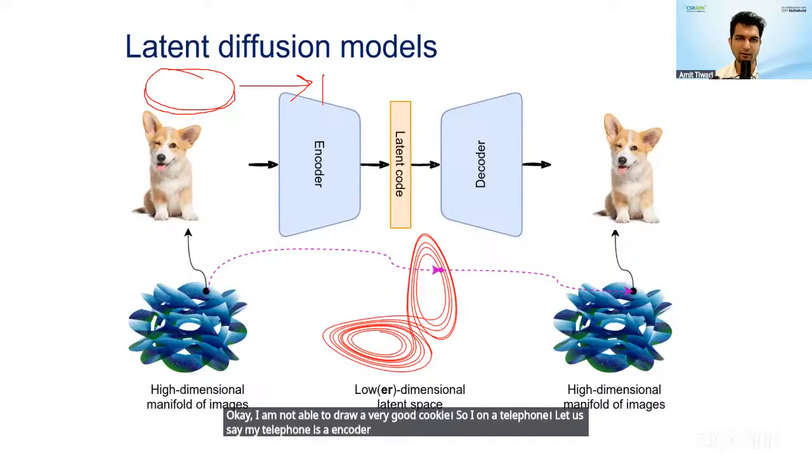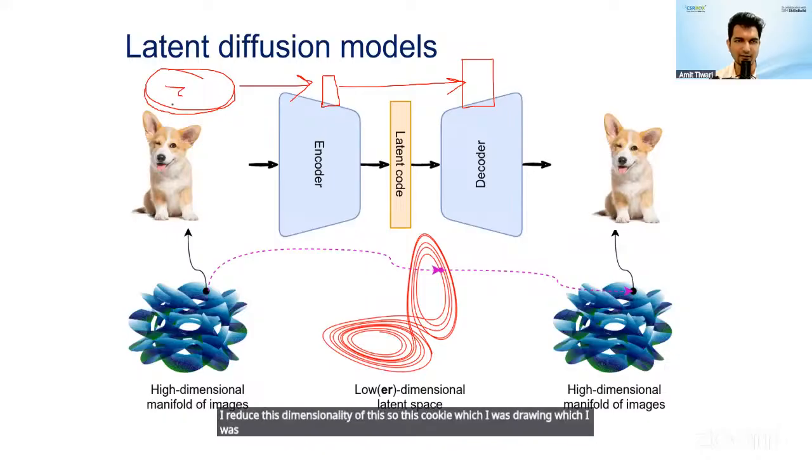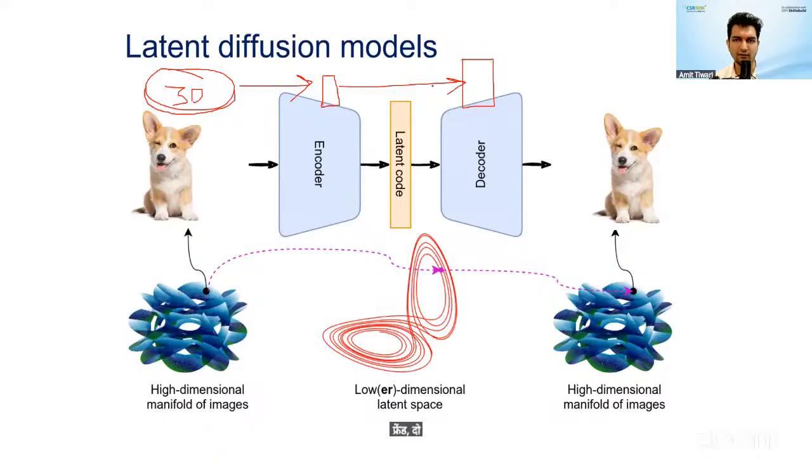Okay, my mobile phone is an encoder, and I'm talking to my friend here who is a decoder. I reduce the dimensionality of this. So this cookie which I was drawing, which I was seeing, was three dimensional. And I said to my friend, draw a cookie. Here, from this phone, I said draw a cookie.